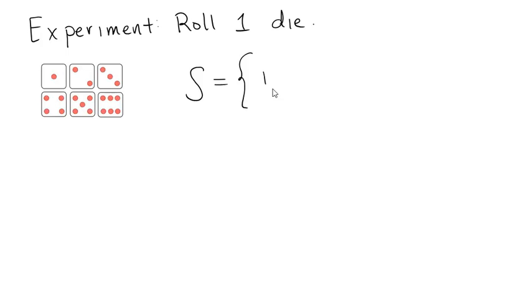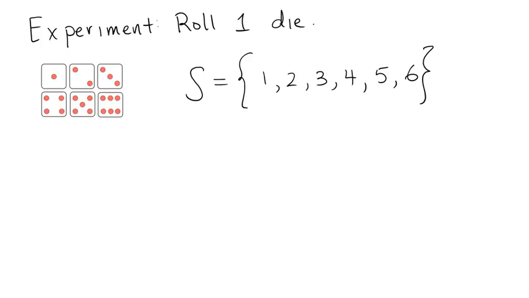So you could get 1 or 2 or 3 or 4 or 5 or 6 pips on the top. And that's the list of all the possible outcomes, so that's a sample space. For probability purposes, we'll want a sample space where each outcome is equally likely, where they all have the same chance. But we'll get into that in a second.